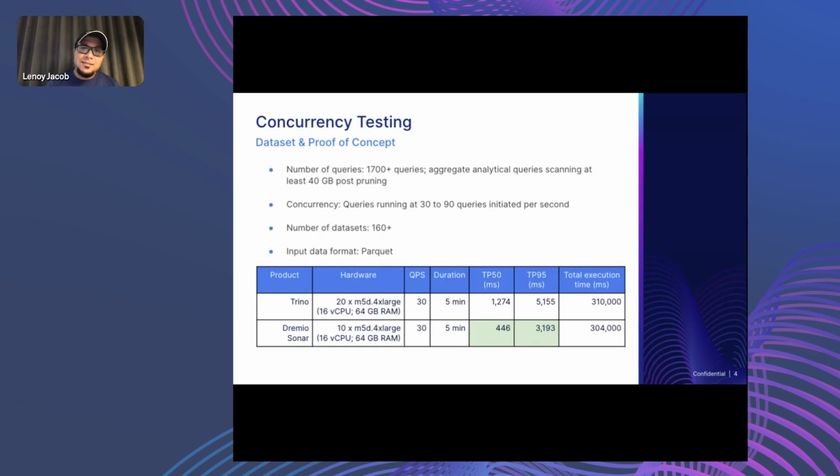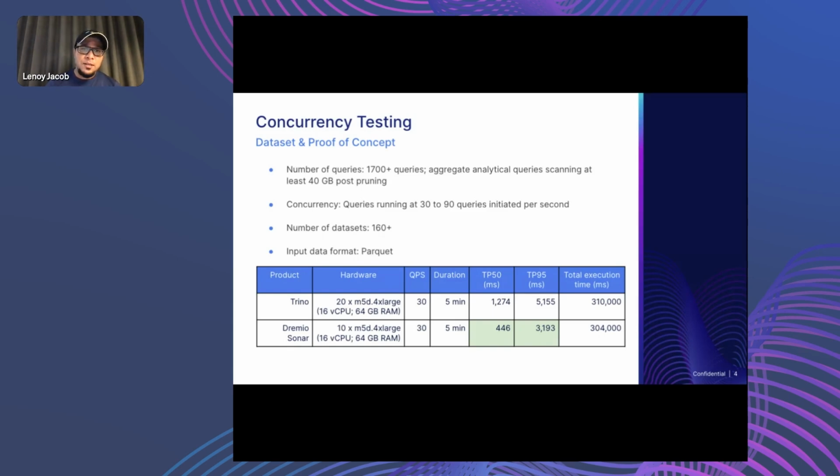Now, keep in mind that this is 30 queries initiated per second, right? So imagine if a query took a few seconds to complete, then you can imagine that there will be potentially hundreds or thousands of queries initiated against Dremio or Trino at any given time, right?